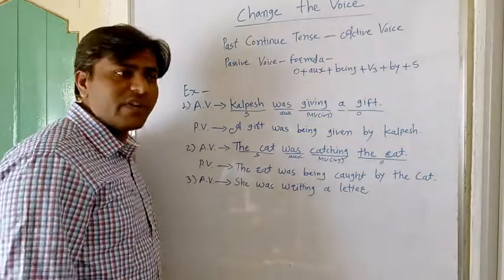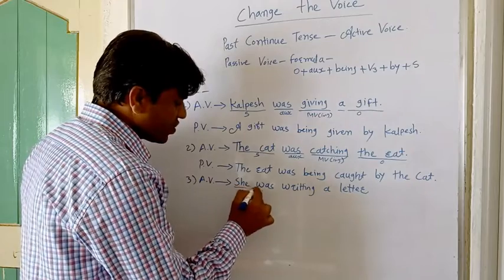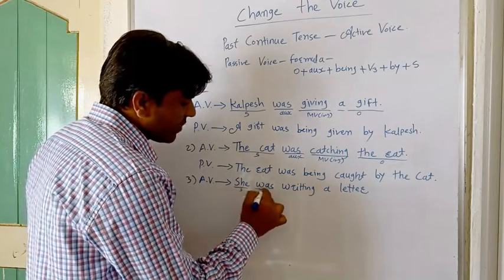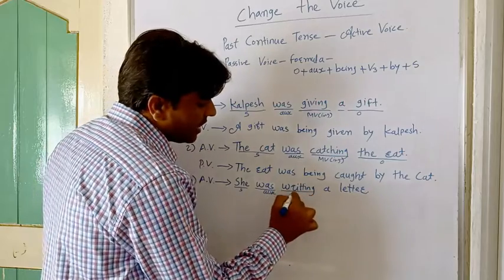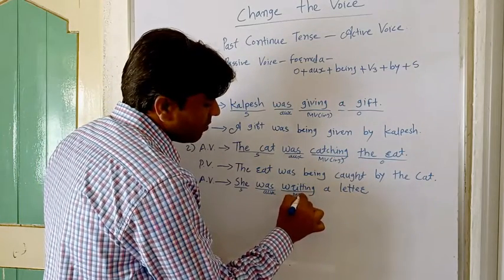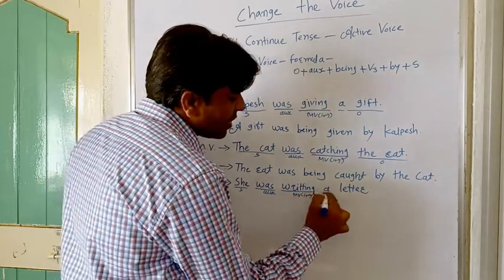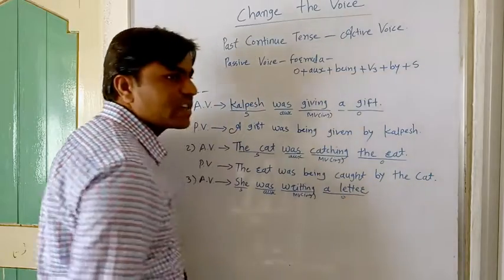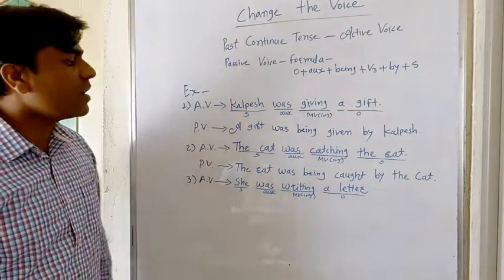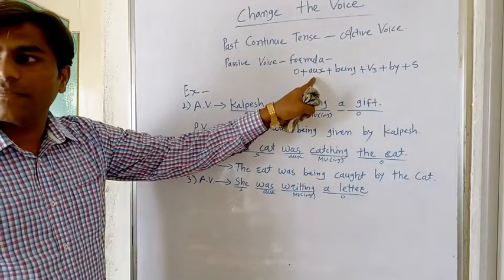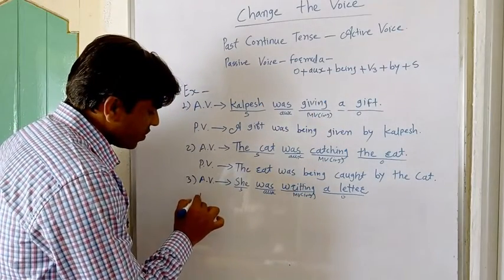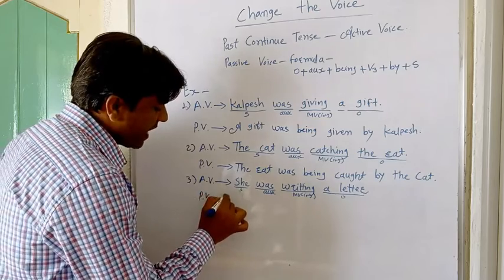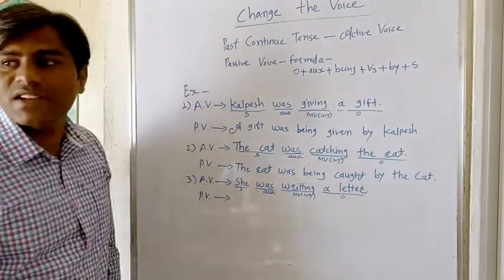At the very first we divide the sentence. She, it is the subject. Was, it is the auxiliary verb. Writing, it is the main verb plus ing form. A letter, it is the object. Then by using this formula, we can solve it. So I write here PV, it means the passive voice. Then tell me the answer.